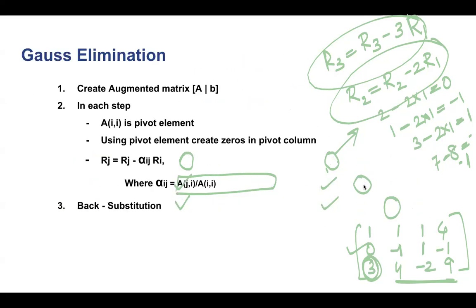Just give me a second. I'll just go back. See, what you have to do is, pivot element is always A_ii. That is whatever is the diagonal entry. It can be 1, it can be minus 1. It could be any value. There are no restrictions like that.